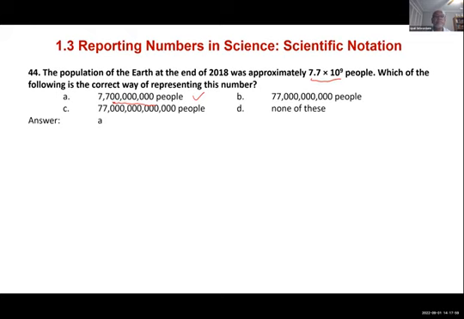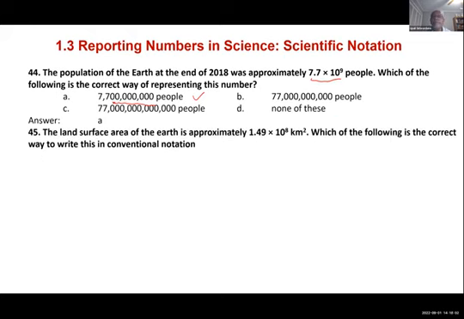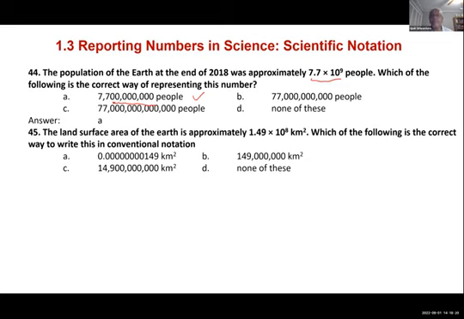These are simple questions. The surface area of Earth is approximately 1.49 times 10 to the which of the following, in conventional notation? How many zeros? This is a large number. So 1 to 6 zeros after, 6 zeros after 149.